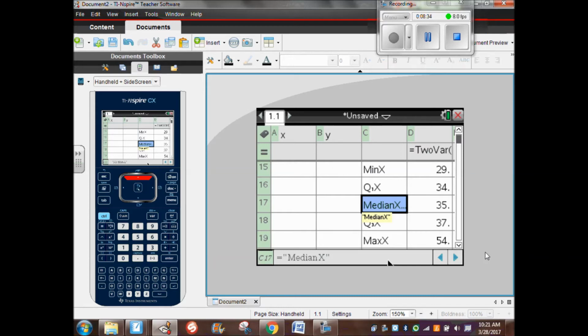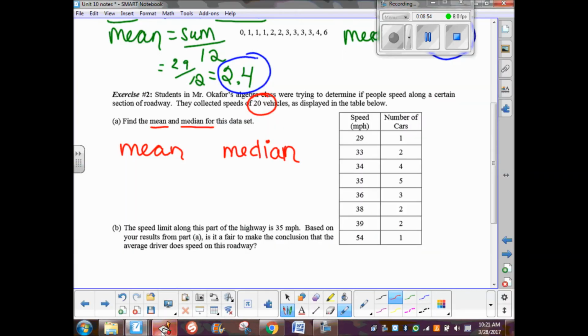Okay, Michael? What about the median Y? No, we're just focusing in on the median X, because remember that Y list was our frequency list. It's the number of cars that were traveling at that speed. We're interested in the speeds. Okay? Awesome question. So let's go back and write in. So the mean was 36.1. And the median was, what was it, 35?